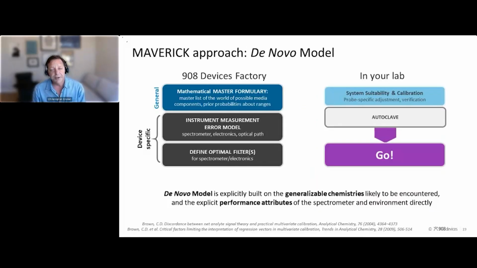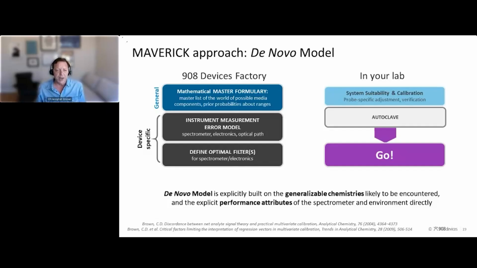The Maverick approach is quite different, and there are some advantages that we directly exploit. We use what's called a de novo model, de novo meaning more from first principles. There are some references down at the bottom that allude to this, and we'll be releasing some tech notes as well that detail this more carefully. But at the factory, we build a Maverick. There's a general element of the de novo model, which is what we call the master formulary.